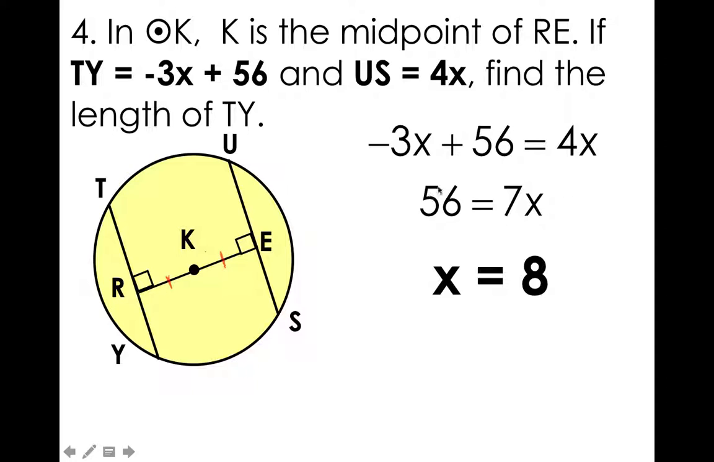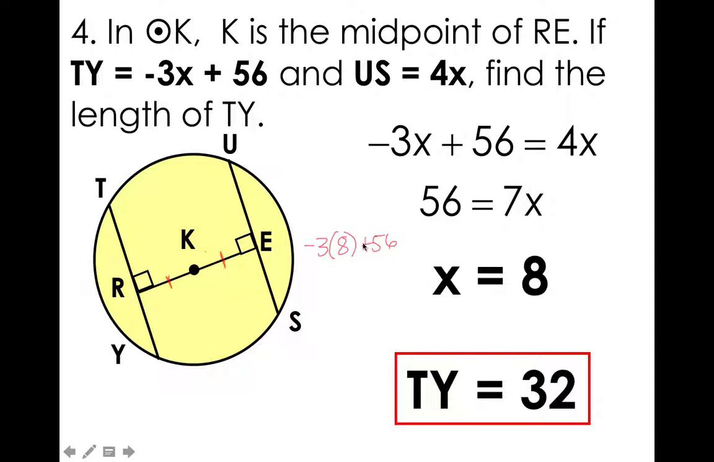But once again, remember, it's not asking us to find x. It's asking us to find the length of TY. So let's think about what we would do right here. Well, if TY is represented by negative 3x plus 56, think about it. What you would then need to do is say negative 3 times 8 plus 56. And, of course, we know that that will give you 32.